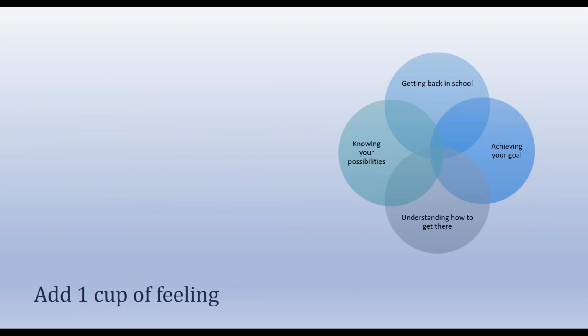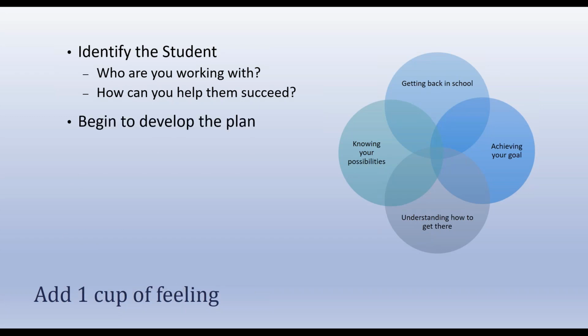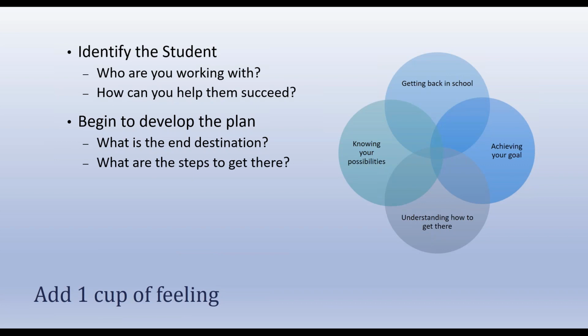So moving forward, it's really understanding the student and helping them continue. Once you identify the student and who you're working with, from the 3 students that I just described, and how you can help them succeed, it's about getting back to school, knowing their possibilities, understanding how to get there, and achieving their goal. Begin to develop the plan. So what is their end destination? Once we've identified all those barriers and what type of student they are, what is it that the student wants to do? What are the steps to get there? And when will it be achieved?